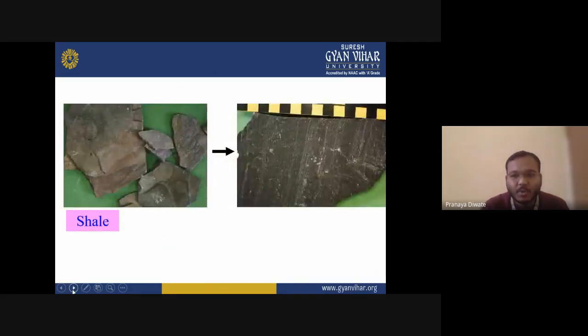So this is the beauty of metamorphism. Now you can see how the shale looks and how the slate is. From the shale you form a slate.